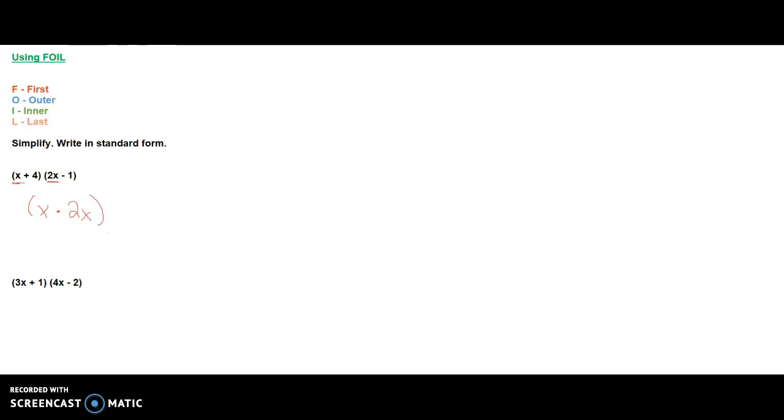And then we move to outer. Our outer terms are on the outside of our parentheses. So plus x times negative 1. And then we move to our inner terms. And our inner terms are the two insides of our parentheses.